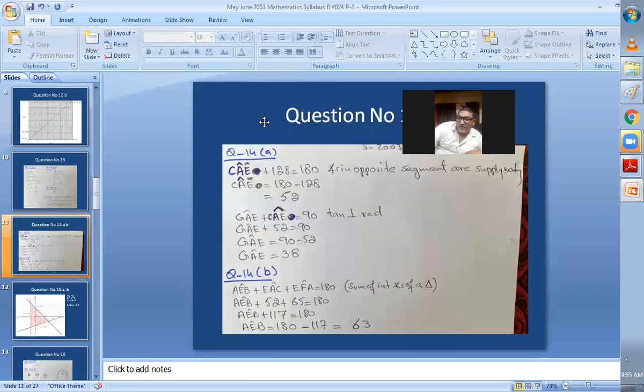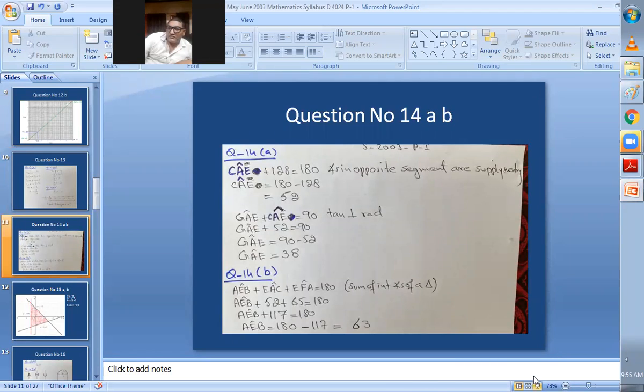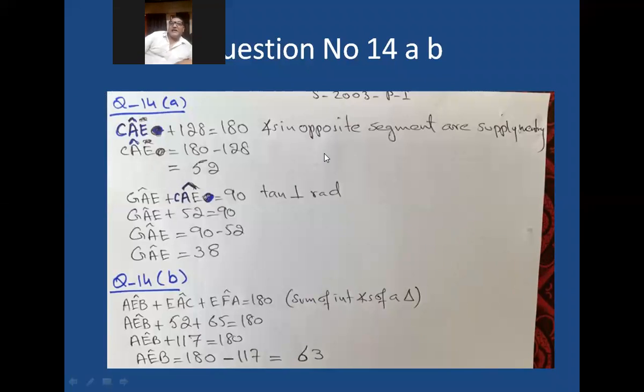Okay, so here we go. CAE plus 128 is equal to 180. The angles in the opposite segment are supplementary. So the CAE angle will be 180 minus 128, and the CAE angle will be 52. GAE plus CAE will be equal to 90, because the tangent is perpendicular to the radius. So GAE plus 52 equals 90. This 52 will go on the other side and subtract, so GAE equals 90 minus 52. So the GAE value will be 38.